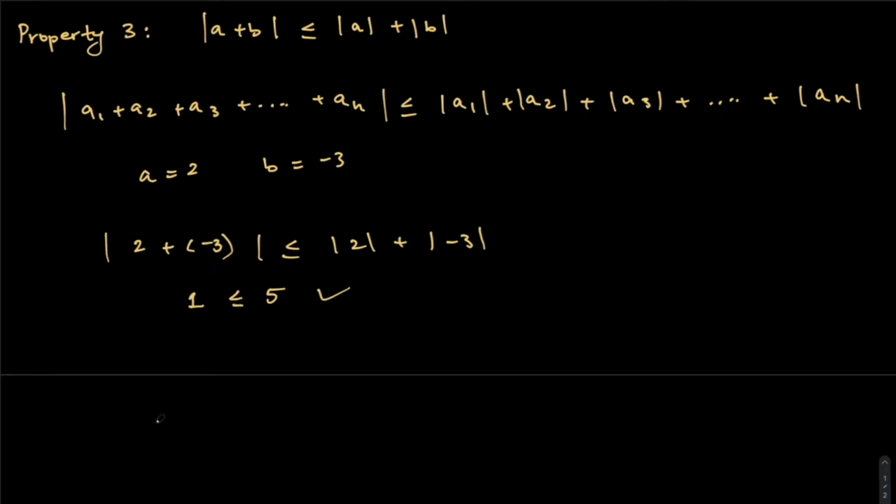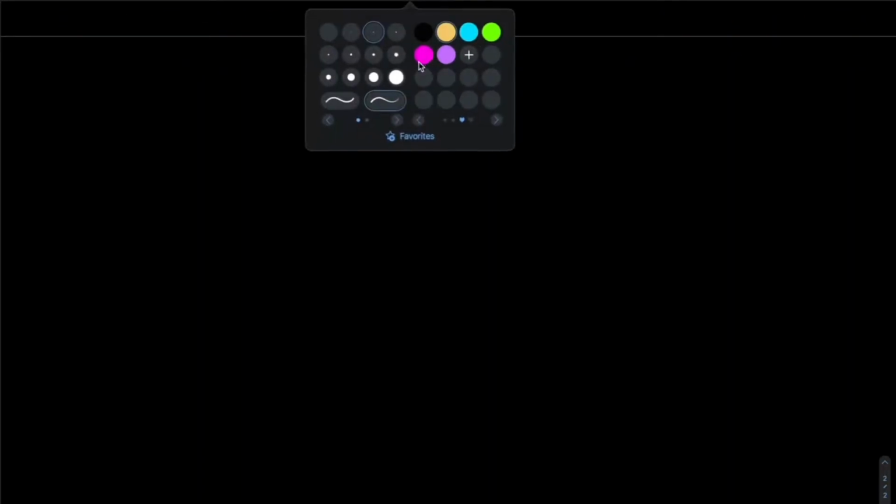Now the converse of property 3 is, again, quite similar. So I'll change the color again, and I'll say property 4. Property 4 is like this: the modulus of A minus B is greater than or equal to modulus of A minus modulus of B. It's like this. All right.